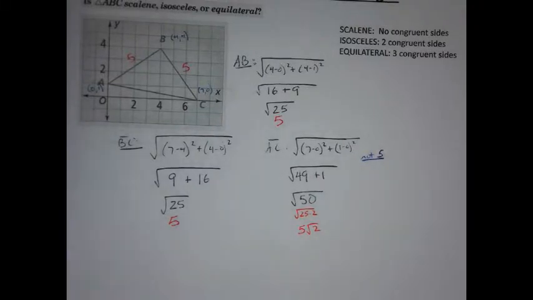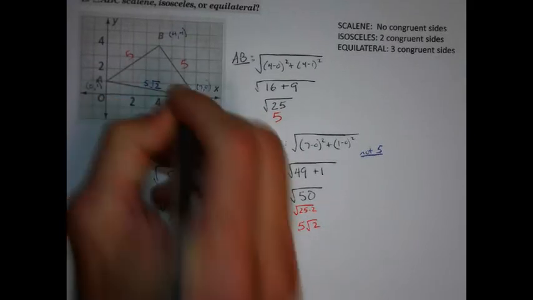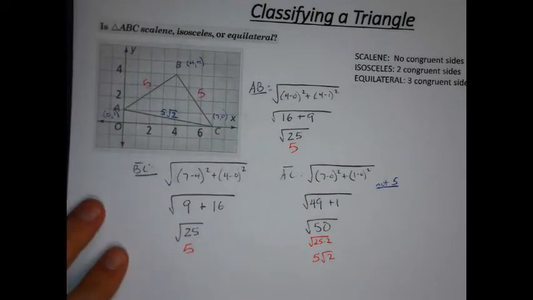In fact, this is a pretty special triangle, believe it or not. We can talk about that later. So we know the distance from A to C is not 5. It's 5 times the square root of 2. And this is, by the way, a 45, 45, 90-degree triangle.